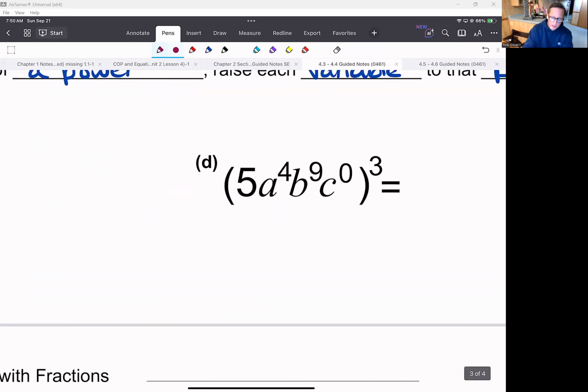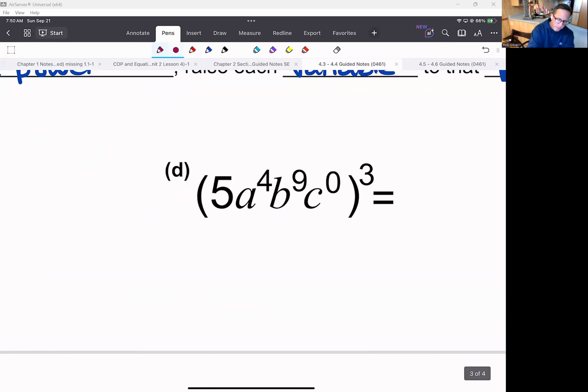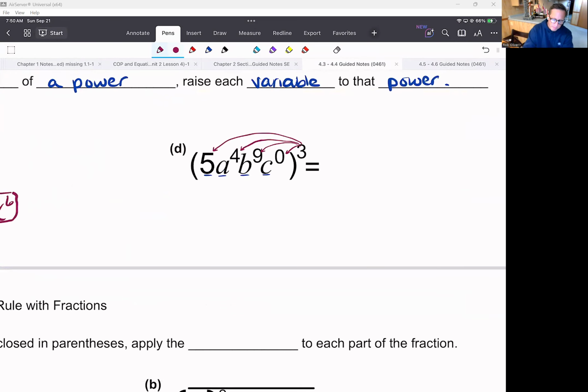All right, here we've got a 5, we have an a, we have a b, and a c. So there's 4 things we need to apply the 3 to. We need to apply the exponent of 3 to the 5, to a to the 4th, b to the 9th, and the c. Okay? So you're going to do that. Now, c to the 0 is just 1. So we can just get rid of that. We don't even really need to think about that anymore.